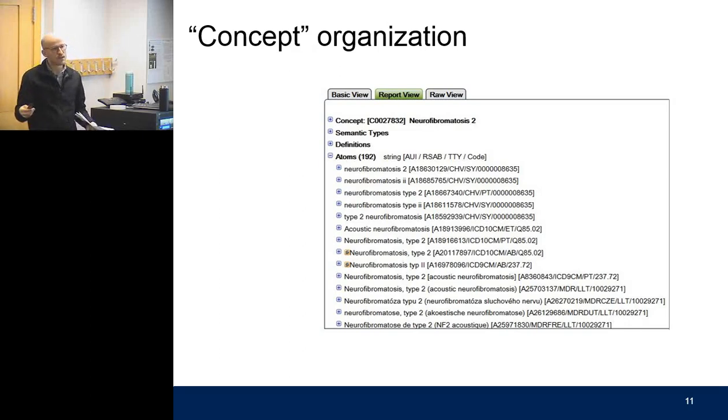ICD-10-CM represents the concept neurofibromatosis 2 as acoustic neurofibromatosis. So what UMLS is doing here is that for an end user or for a programmer, it would allow you to pull together synonymous terms that are used across multiple databases under one concept.